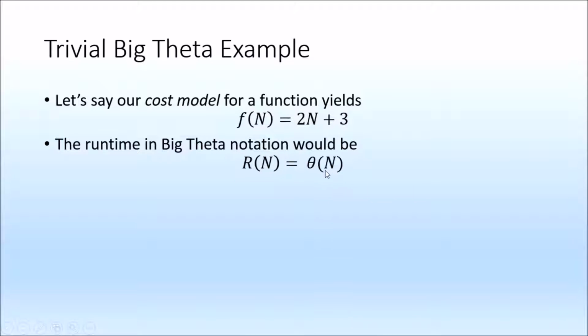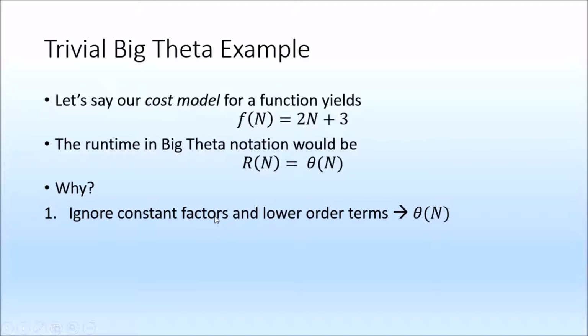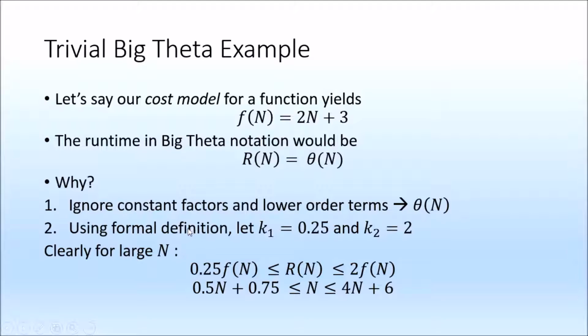Well, remember, runtime is theta of f of n, and what we're going to do is ignore constant factors and ignore lower order terms. So we ignore the constant factor 2 and the lower order term 3, so we get theta of n. Now, formally, if we look at the formal definition, we have the function 2n plus 3. It has to be the case that the runtime is greater than or equal to 0.25 times f of n, and less than or equal to 2 times f of n.